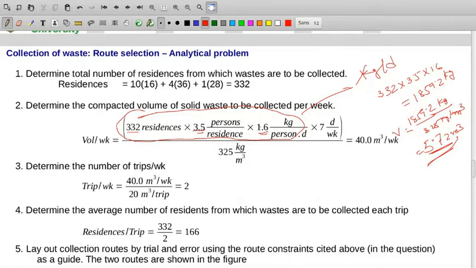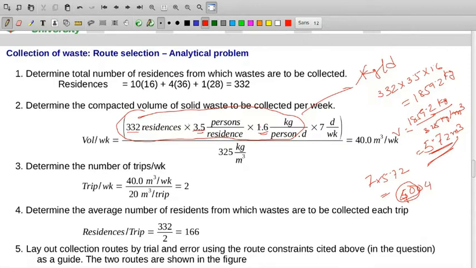So what they did, they go for 7 days. That means weekly production. So when they calculate how much waste is produced in 7 days, you multiply it by 7. You can see this is 7 into 5.72. Around 50 meter cube per week. So 40. Sorry, this should be 40. 40.04 if I multiply it directly.